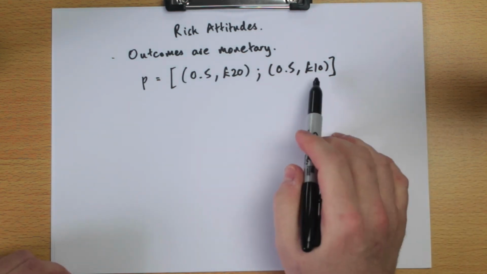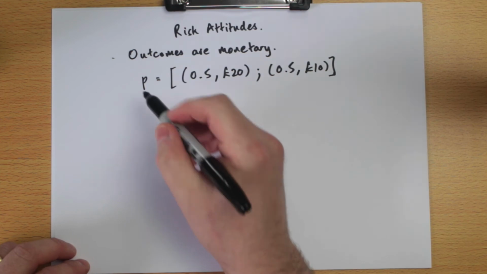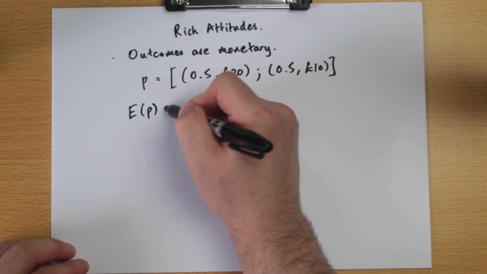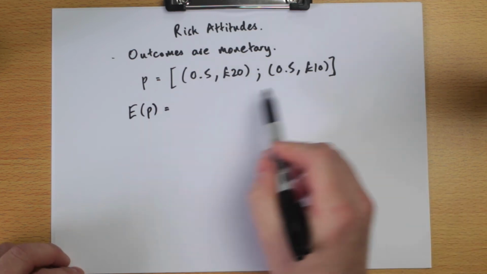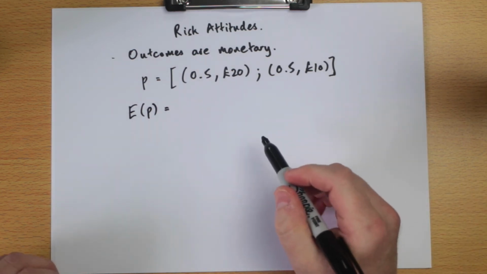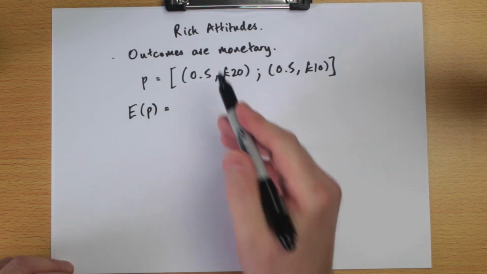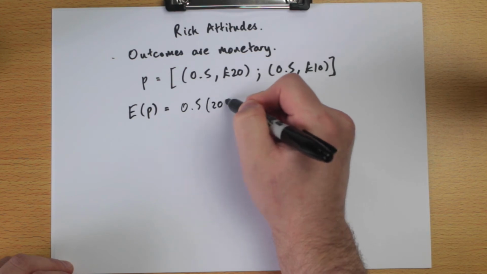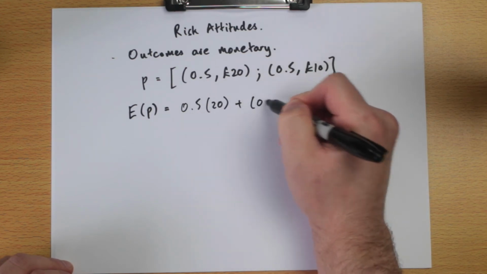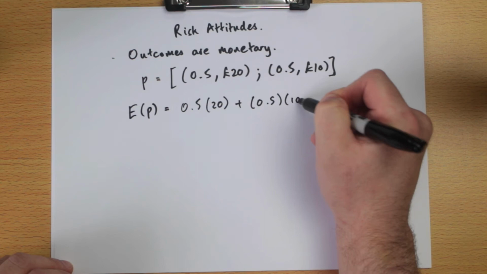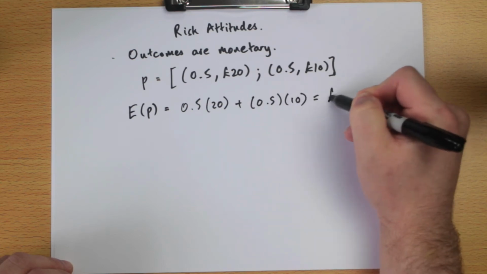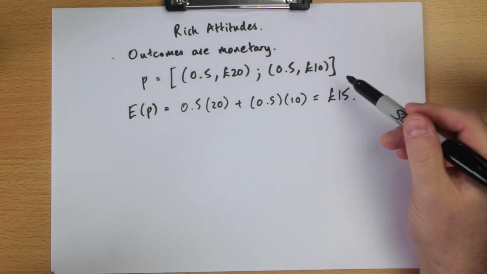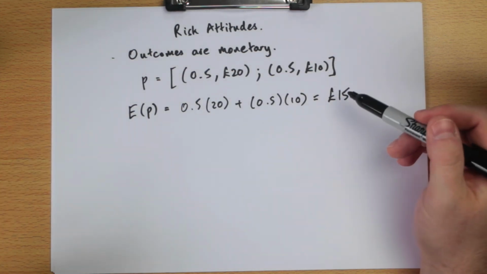Now, because we have monetary outcomes, I could take the expected value of this lottery. By expected value, I'm just going to use the normal formula for taking an expectation. I'll denote it E of P. So it would be 0.5 multiplied by 20 plus 0.5 multiplied by 10. So halfway between 10 and 20 would be £15. So this lottery has expected value of £15.